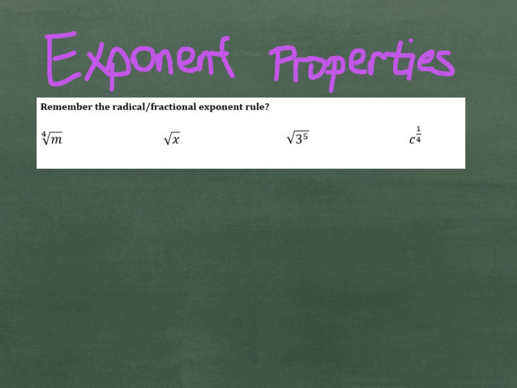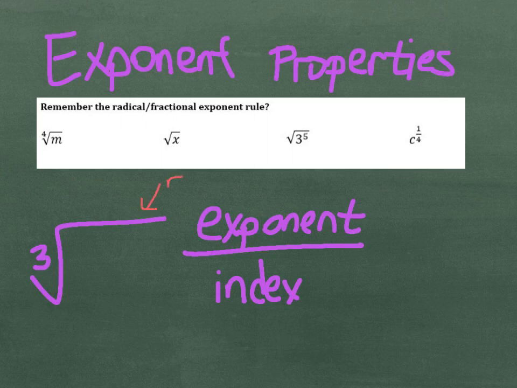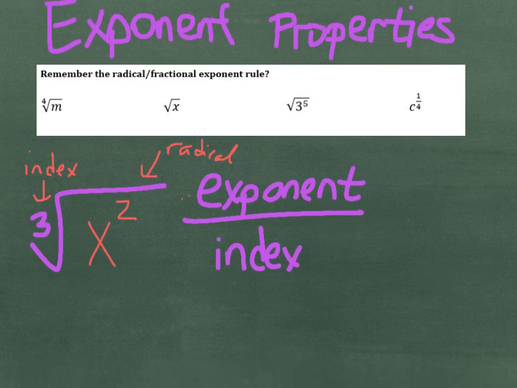If you remember, to change from a radical to a fractional exponent, what we have to remember is that we have the exponent over the index. And the index is going to be this little number. Here is the radical, and the little number is going to be the index. The exponent that it's talking about is going to be, for example, whatever is on the inside, and so that is going to be this exponent here.